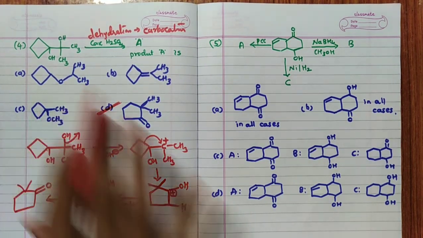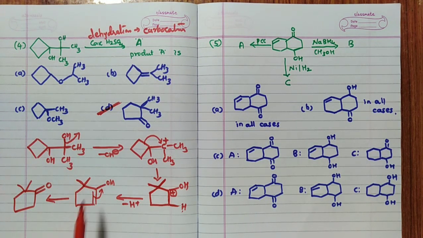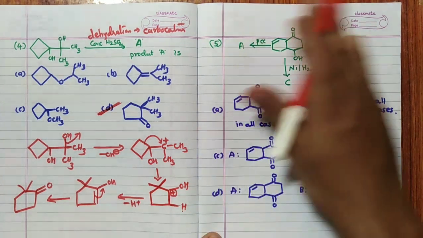Very important: how the ring expansion reaction takes place, how to convert keto form to enol form, how to convert enol form to keto form. These are the things you have to remember. Very, very important point. Now, a very interesting question.